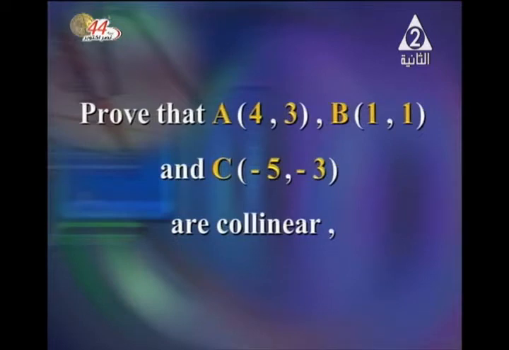To prove that 3 points are collinear, you must prove that the sum of the lengths of 2 line segments of them equals the length of the third one. So we must find the length of AB.